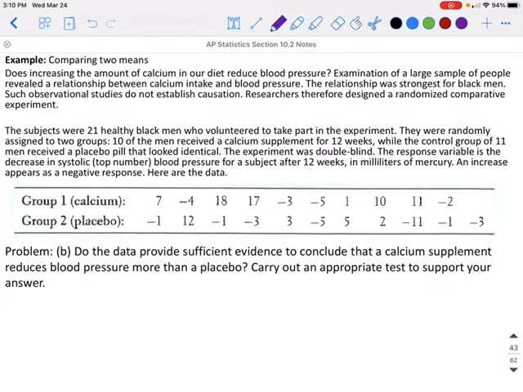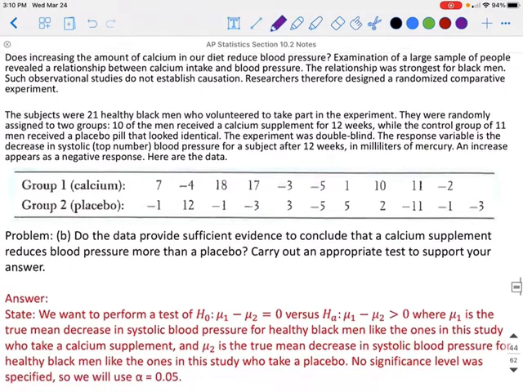Do the data provide sufficient evidence to conclude that a calcium supplement reduces blood pressure more than a placebo? Carry out an appropriate test to support your answer. So this will be a 4-step problem. Remember, in the state step, when we are doing a test, we need to give the null and alternative hypothesis. You need to define your parameter, and you need to give a significance level.